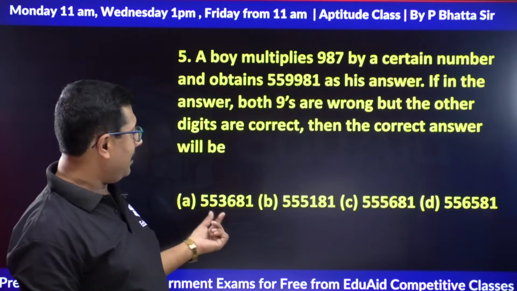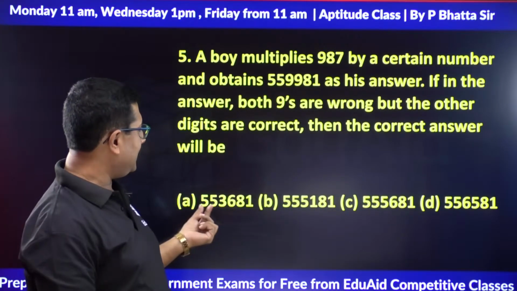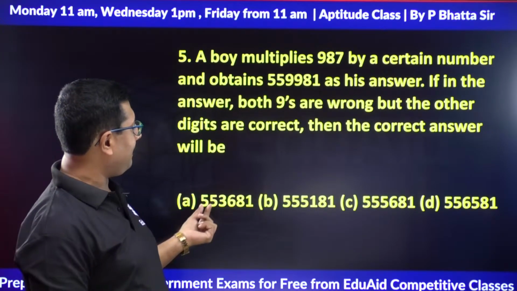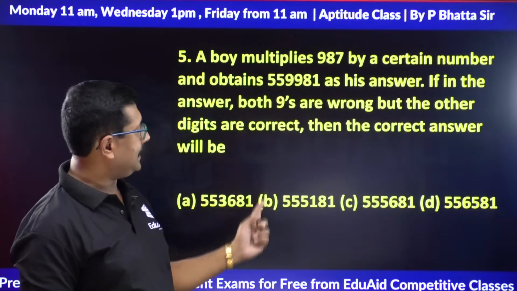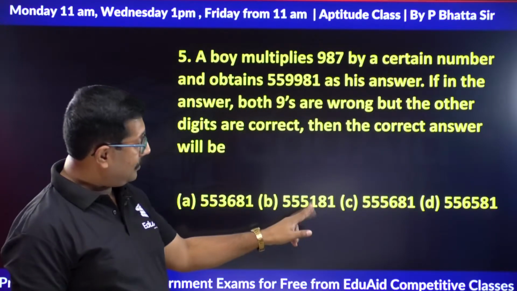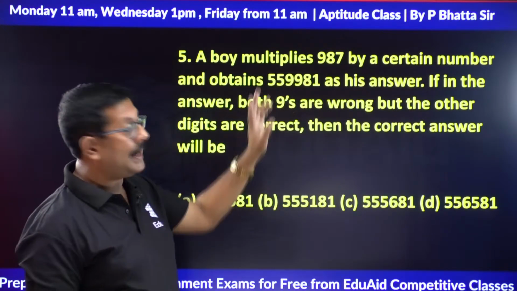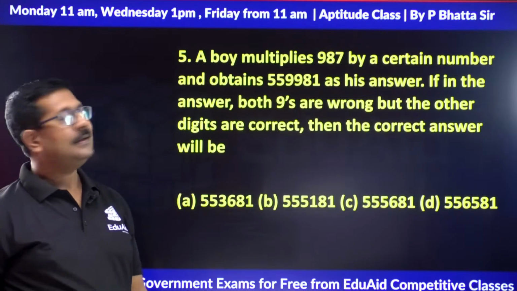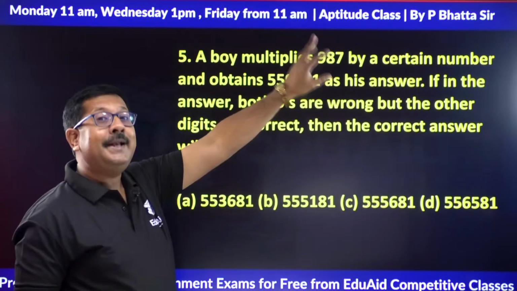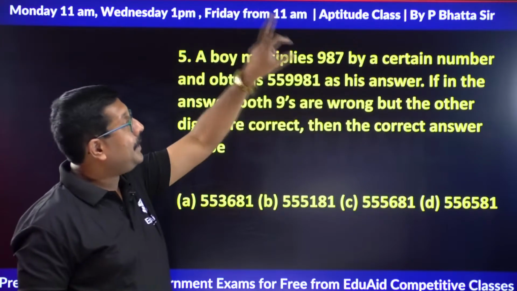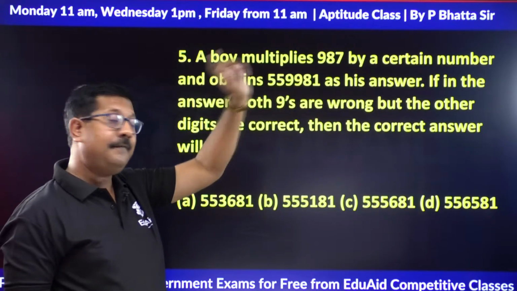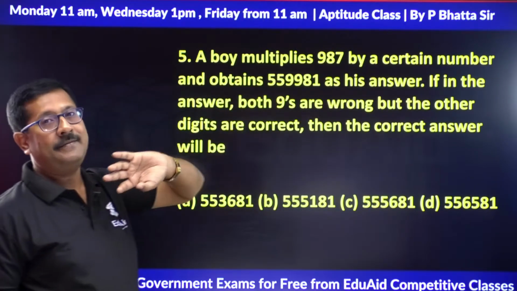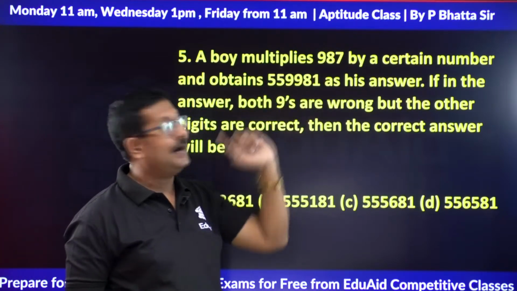So what should come in place of 559981? You see, in all the given options, the first two digits and last two digits, 5581, are the same. But the middle two digits are different because these two nines are wrong. Now, how to think about it? Since we know 987, we have to use every logic based on 987. First, you study this number 987.